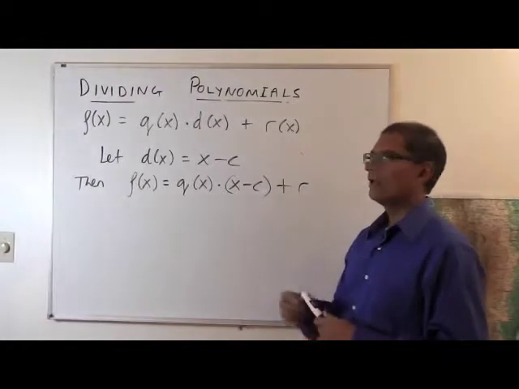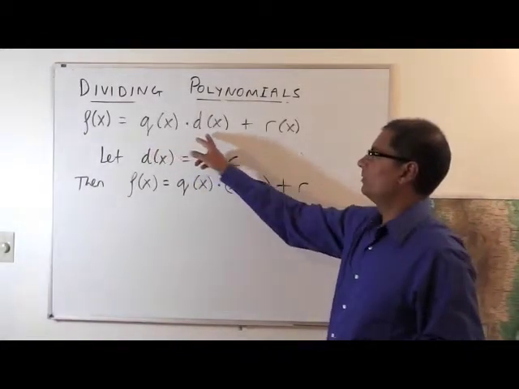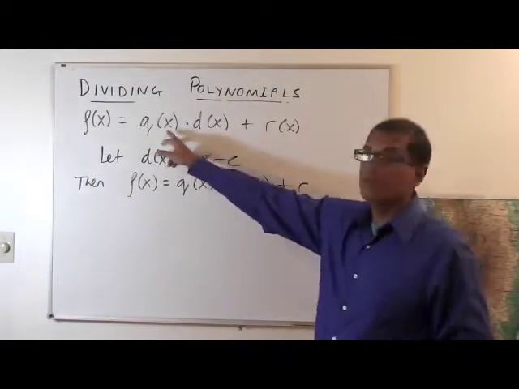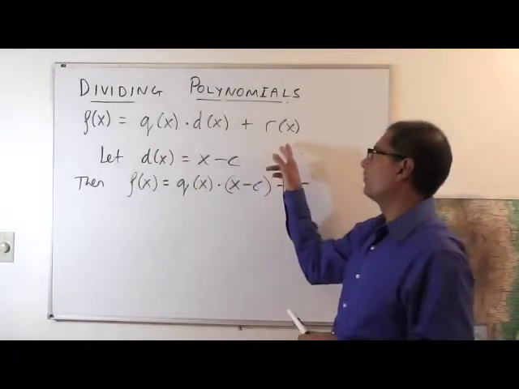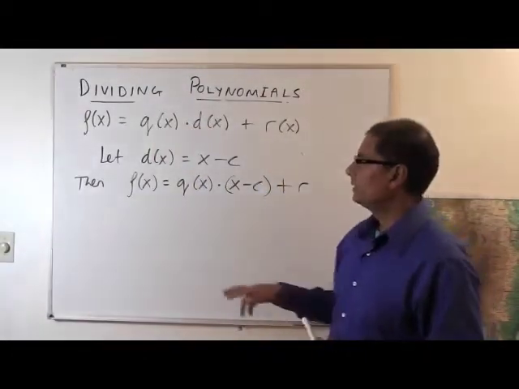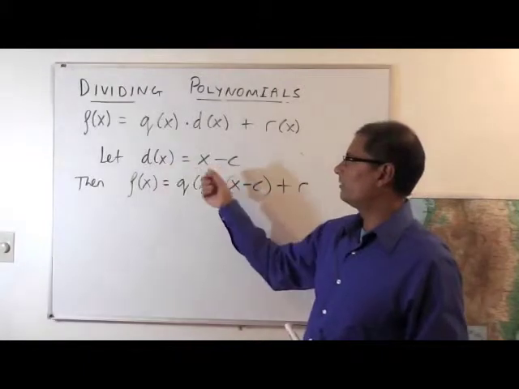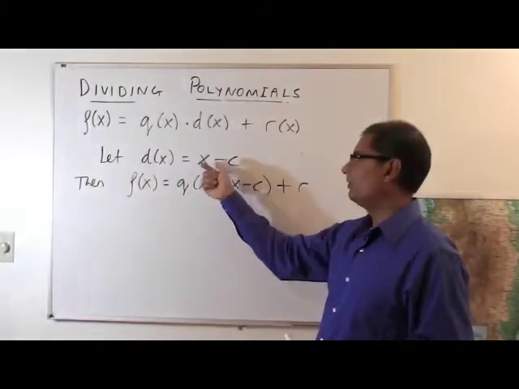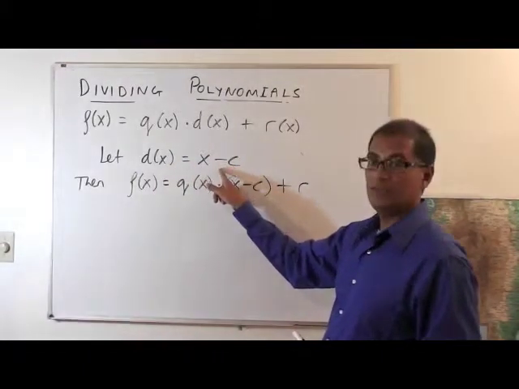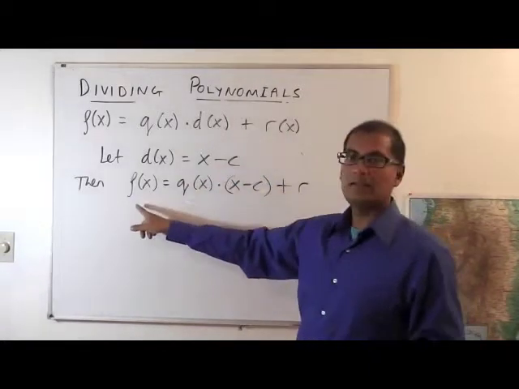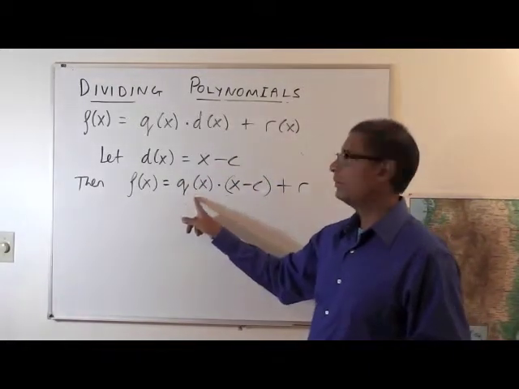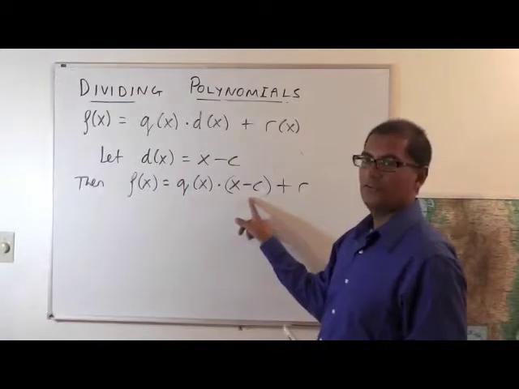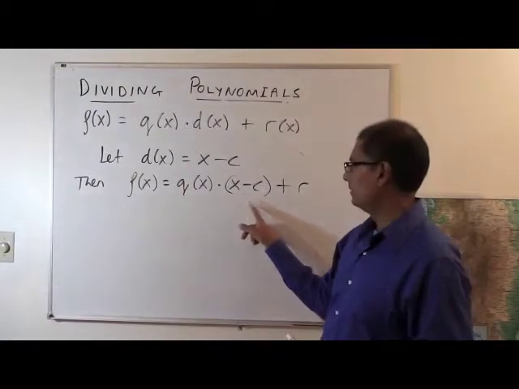Okay, we have our division algorithm. F of x equals q of x times d of x plus r of x. Q is the quotient, d the divisor, r the remainder. Supposing we have a linear divisor, so d of x is linear, x minus c in that form, then we could rewrite this as f of x is equal to q of x times x minus c, which is what I'm dividing by, plus r.